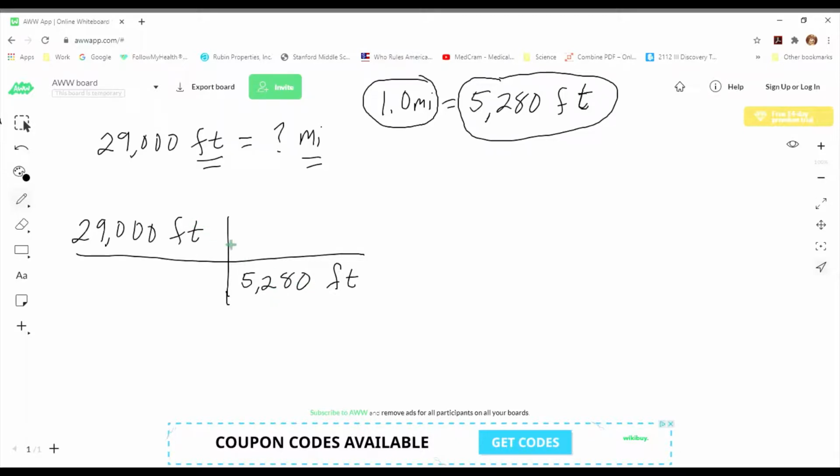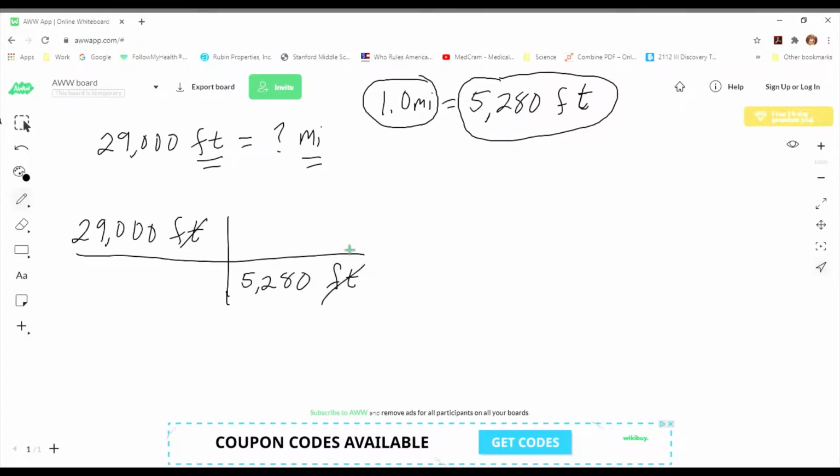Well, because we started with feet, we want feet to cancel out. We're going to put the feet on the bottom here. So the side with the feet brings its number down on the bottom. You can see already, even before I put the other side in, that feet are going to cancel. I don't have to do it at that point, but just to show you.